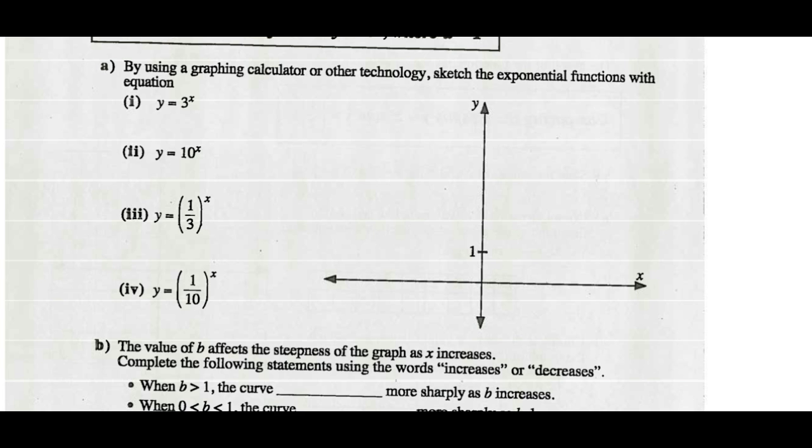So let's graph these on our page here. All right. So y equals 3 to the exponent x looks something like this. It's still got a y-intercept of 1. That's the graph of y equals 3 to the x. Color coding, the blue one. Y equals 10 to the exponent x would look like this. Again, it shouldn't touch that x-axis.